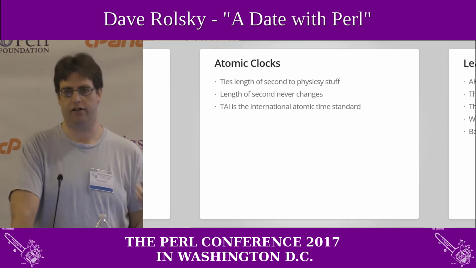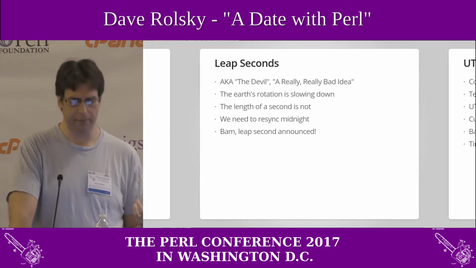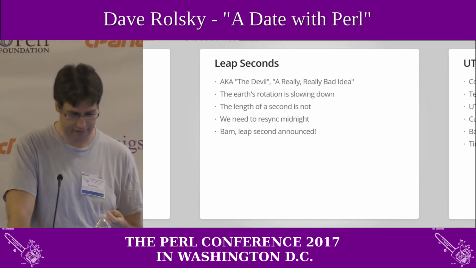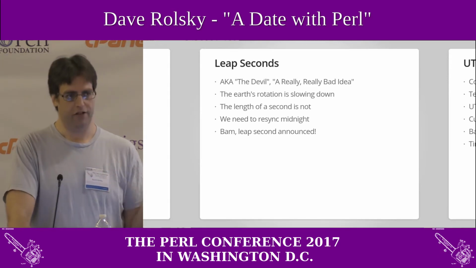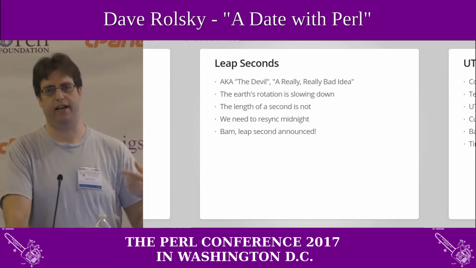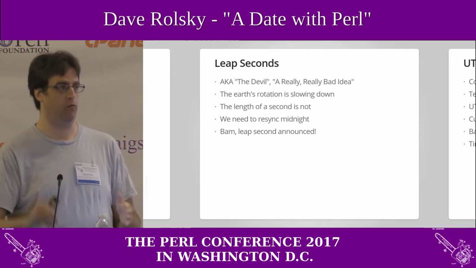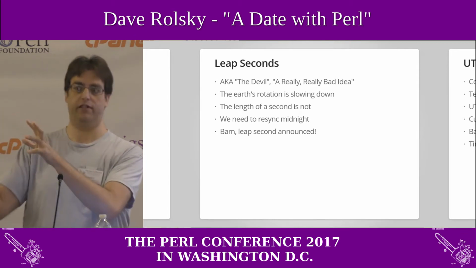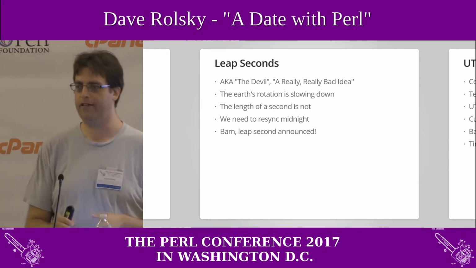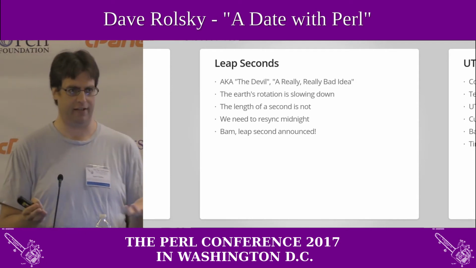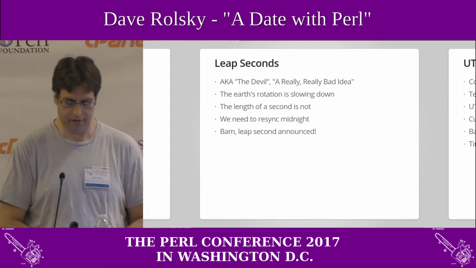And there's a standard called TAI, and that's the International Atomic Time Standard. But then there's this horrible thing called leap seconds, which makes DateTime internals really confusing. So the problem is the Earth's rotation around its axis is actually slowing down. And eventually it's going to stop, and then one side of the planet's just going to burst into flames, and the other side's going to freeze. And I'm really, really worried about this, because it could happen any day now. I think it's going to be in a few billion years or something, and it's kind of freaking me out.